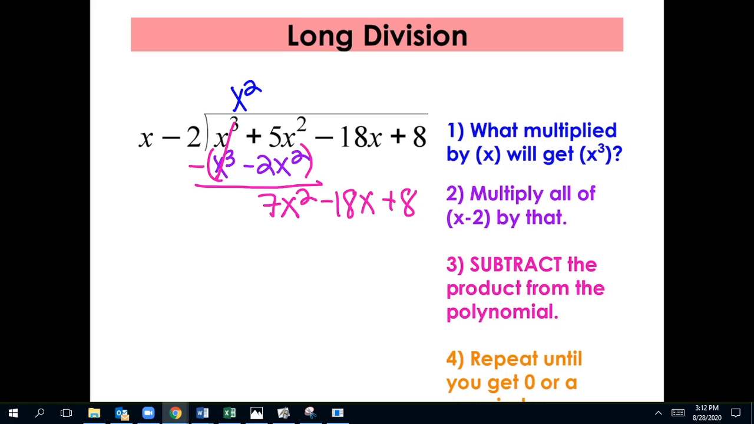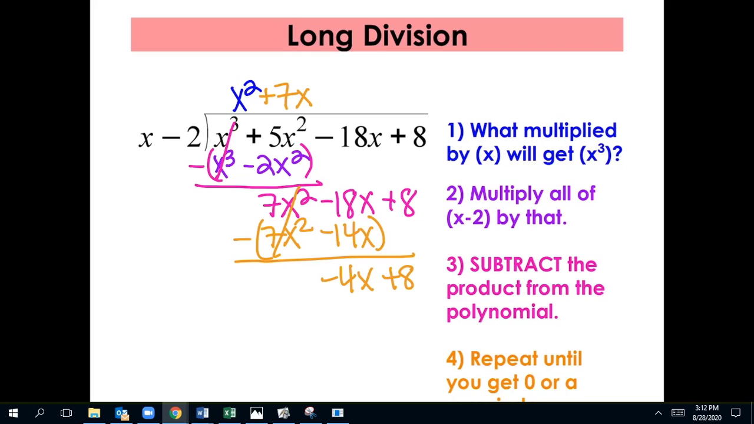Now what do I multiply x by to get 7x squared? That's 7x. And so a positive 7x, I'll put a plus. So let's do it. 7x times x is 7x squared. 7x times negative 2 is negative 14x. Then we subtract the whole thing. That cancels out. Negative 18x minus negative 14x is negative 4x. Bring down the 8. What do I multiply x by to get negative 4x? That would be negative 4.